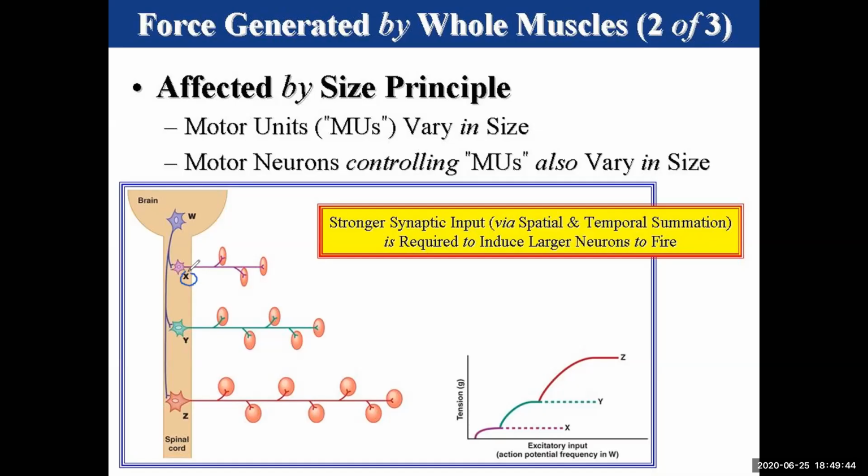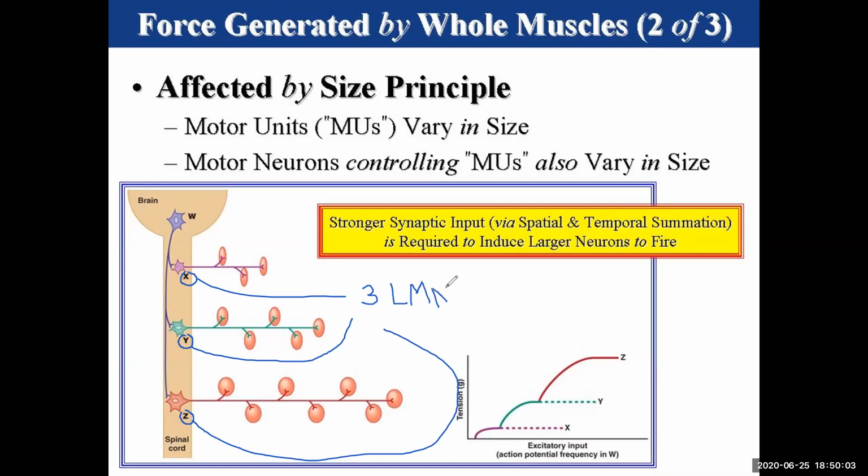X, Y, and Z: three lower motor neurons. LMN: L, lower; M, motor; N, neurons. Three lower motor neurons.